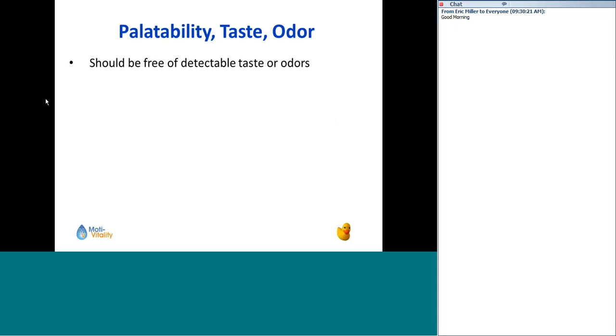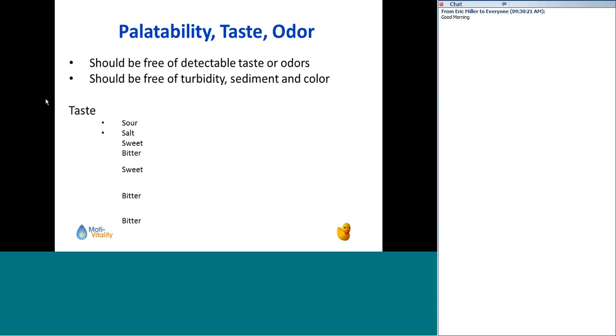Okay, palatability, taste, and odor. Water should be free of detectable taste or odors, and should be free of turbidity, sediment, and color. There are only 4 tastes in existence. Everything out there is either sour, salty or saline, sweet, or bitter. 4 tastes. There are lots of different odors or smells.